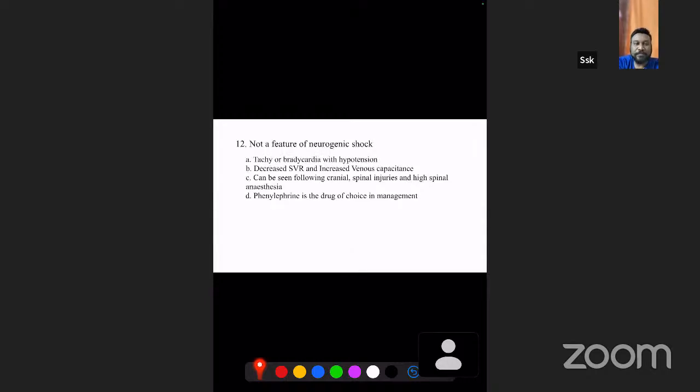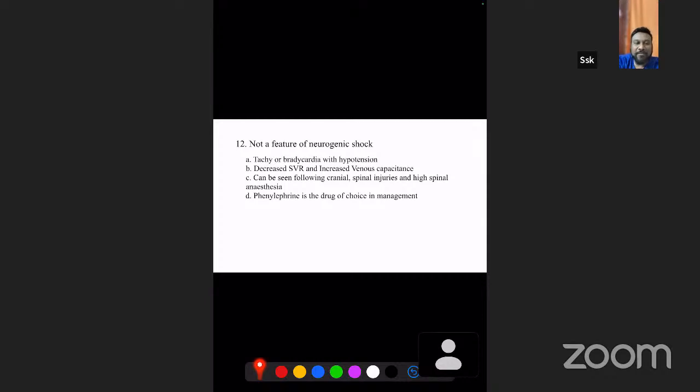The next question: not a feature of neurogenic shock. Some of them told it was spinal shock, some of them told it was neurogenic shock. But anyway, spinal shock and neurogenic shock frequently coexist with each other following spinal cord lesion above the level of the T6 level of spinal cord. So what are the features? Option A, tachycardia or bradycardia with hypotension; option B, decreased spontaneous venous return with increased venous capacitance; or option C, can be seen following cranial, spinal injuries and high spinal anesthesia.